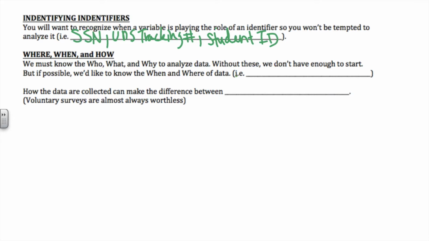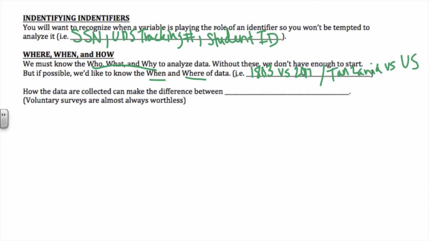We haven't talked about the when and the where in our last notes, so here we go. We're also going to talk about how. We must know the who, what, and why to analyze data, as we talked about in our last notes. Without these, we don't have enough to even start. But if possible, it'd be great to know the when and the where of data. For example, if the data was collected in 1803 versus 2017, that will make a difference in how we look at our data. Also, if we collected our data in Tanzania versus the US, that also will affect how we interpret it.